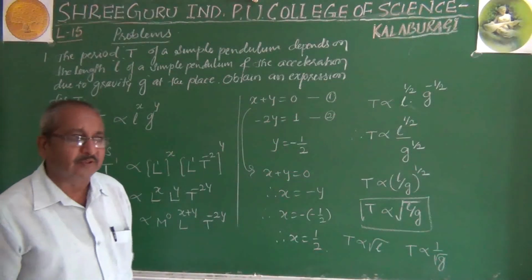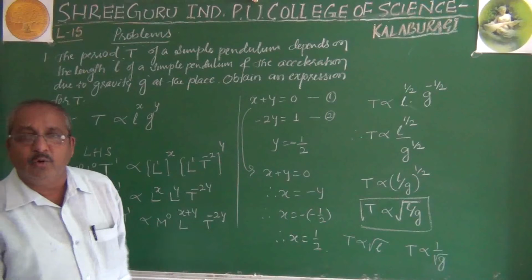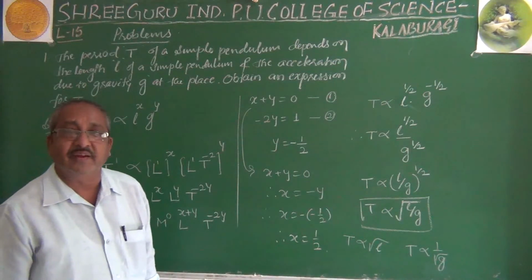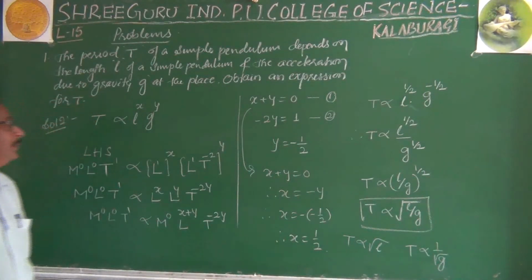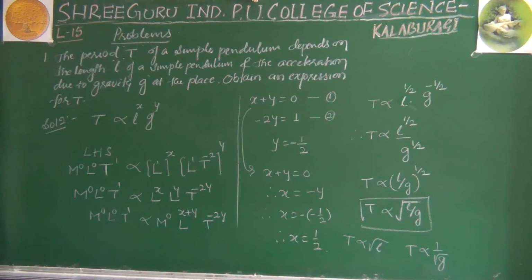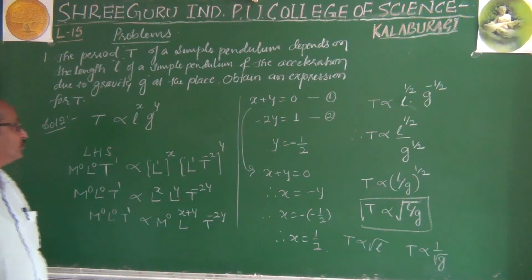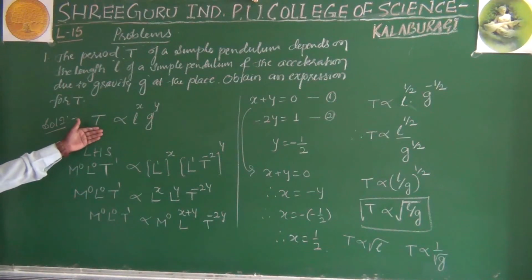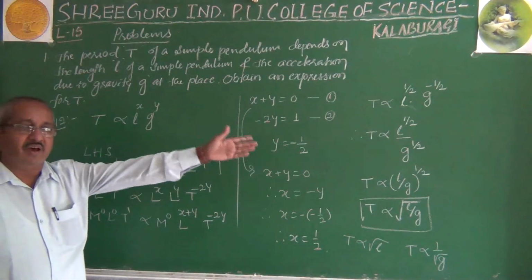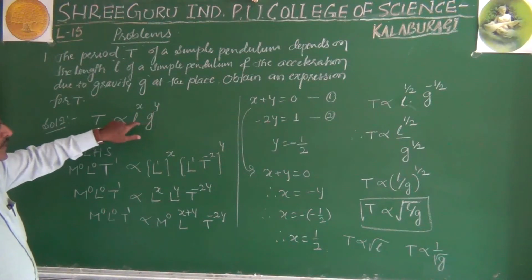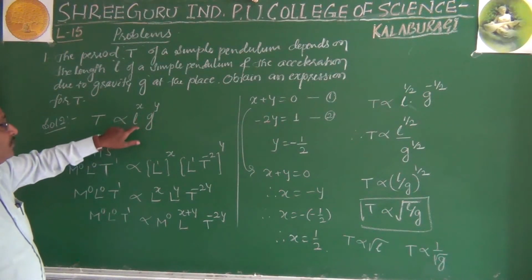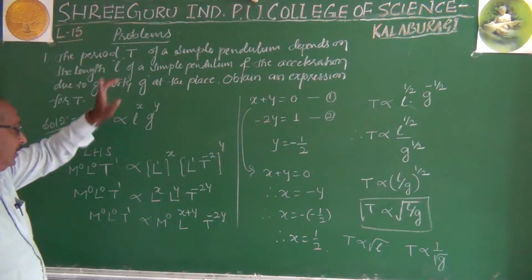Like this we have to show how the time period depends on length and acceleration due to gravity. Is it clear? I will repeat it once again. Here the time period depends on length and acceleration due to gravity. The quantity for which we need the relation we take towards LHS, and the dependent quantities towards RHS. So T is proportional to L and G, but we don't know their powers, so we take the powers as x and y.